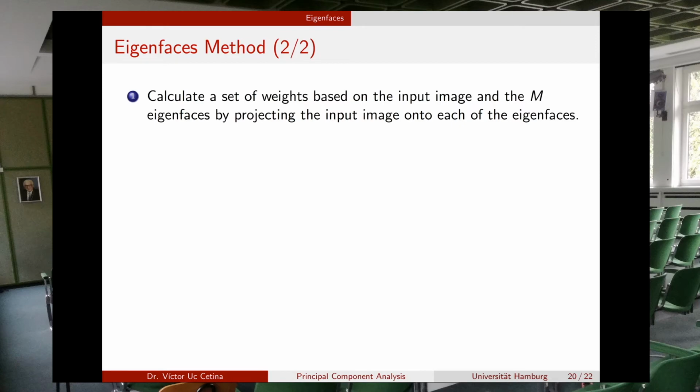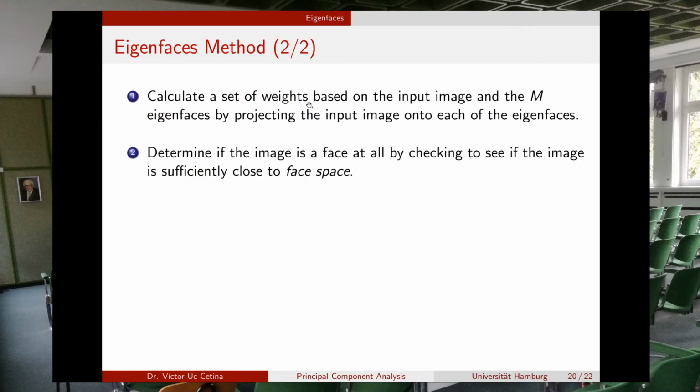Now, once you have done this and you want to apply this algorithm, this program, what you do is calculate a set of weights based on the input image and the m eigenfaces by projecting the input image onto each of the eigenfaces. This is what you do to recognize a new face. So you take a new face or a new image, and you want to check if you have this person in your dataset. So you compute the weights from this input image.